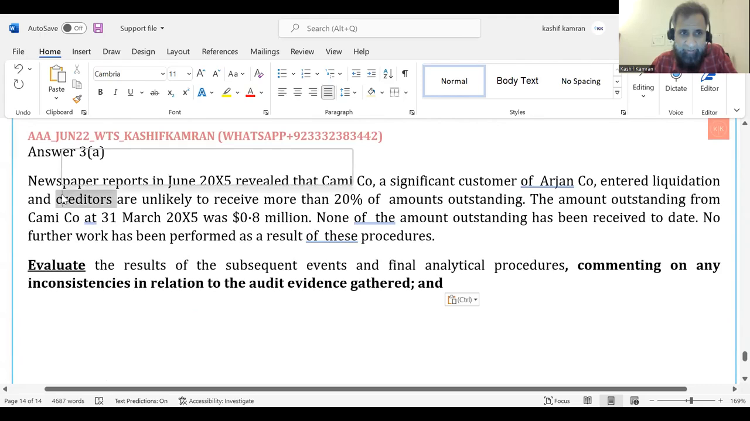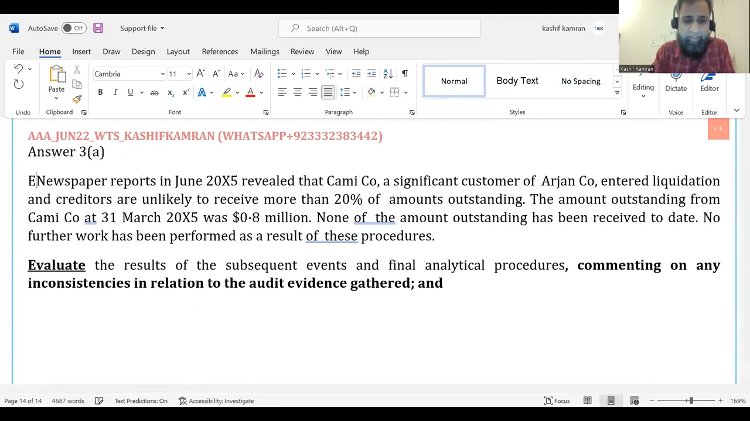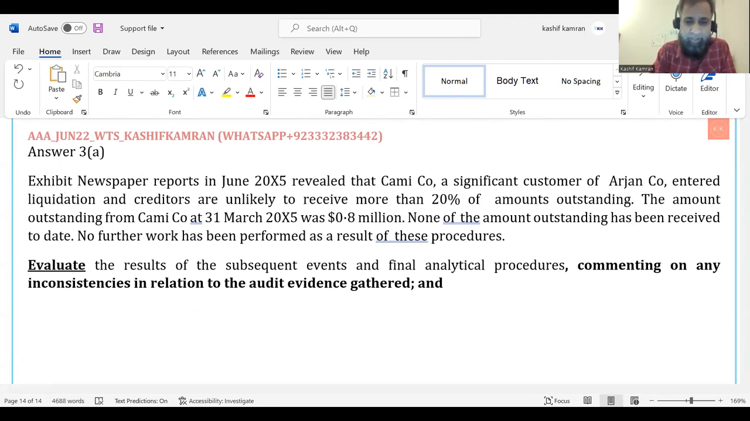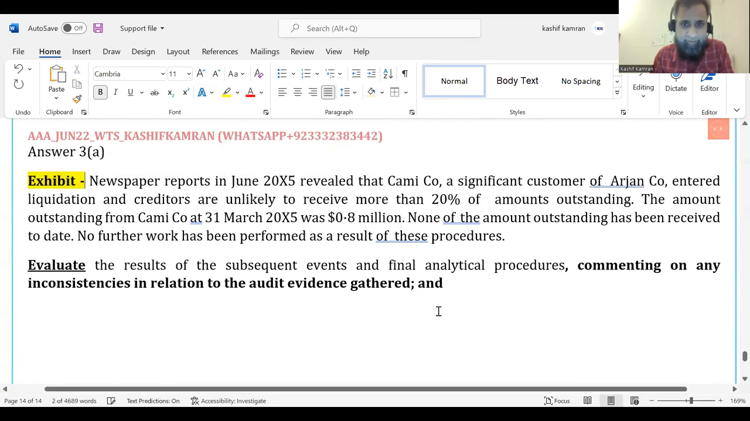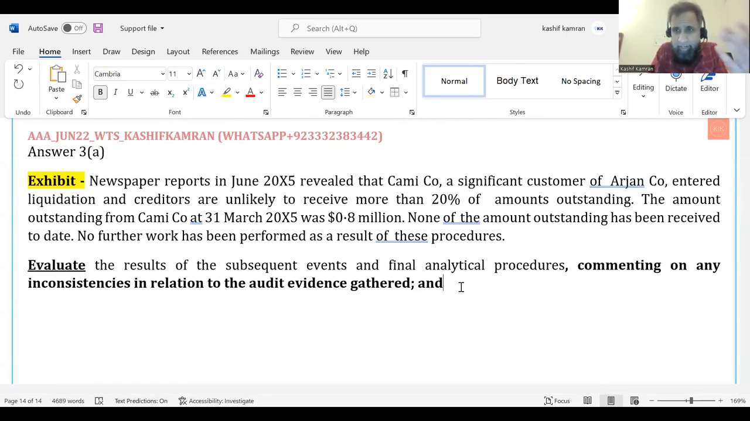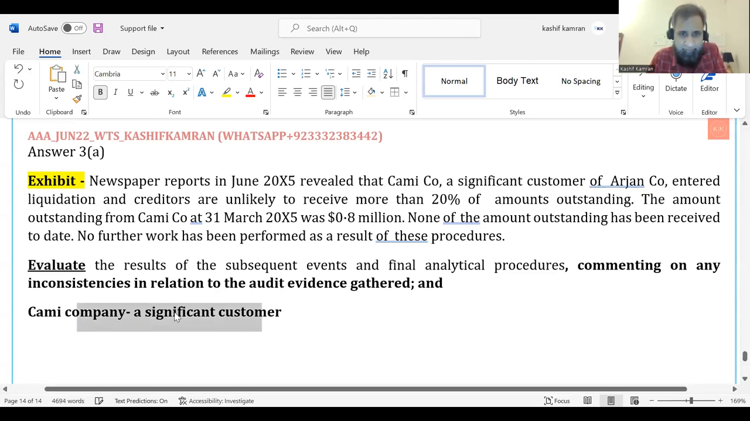Now let's stretch the answer. This is what I took from the exhibit. This is the exhibit information I got. Now let's see how we can convert this exhibit information to an answer. 15 marks is what we have in total. Let's see how many marks you can get from just this exhibit, and the remaining goes to the analytical review. Okay, I'll put my first heading, Chemi company, a significant customer. I put my heading. Let's see how many marks I can get under this.